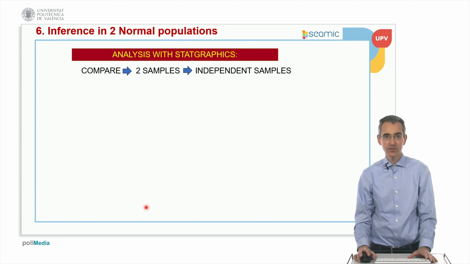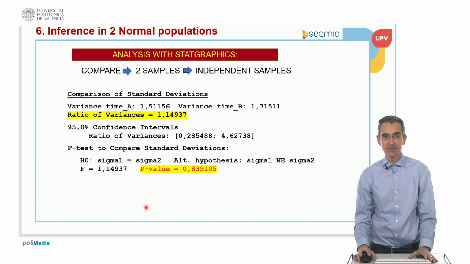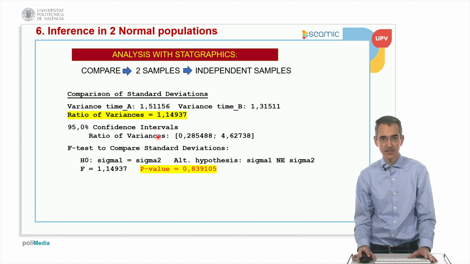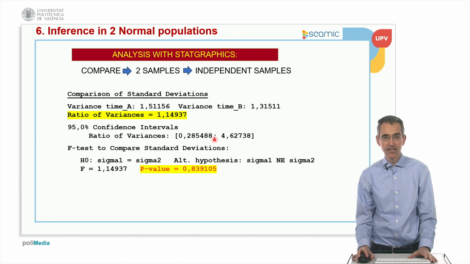Okay, so analysis with Statgraphics. We have to use the option compare two samples, independent samples. Then we will see the ratio of variances, the same value that we have computed, although the software computes the confidence interval for the ratio of population variances. As I was explaining, as the value 1 is inside this interval, the conclusion is do not reject.